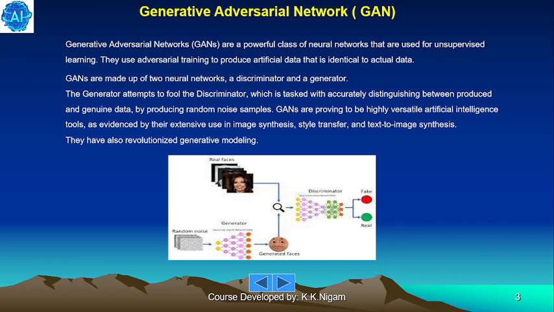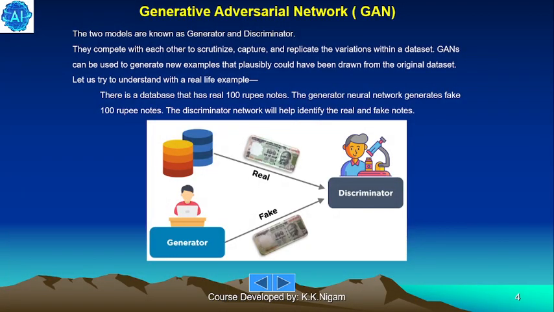GANs are proving to be highly versatile artificial intelligence tools, as evidenced by their extensive use in image synthesis, style transfer, and text-to-image synthesis. They also have revolutionized generative modeling. The two models are known as generator and discriminator. They compete with each other to scrutinize, capture, and replicate the variations within a dataset. GANs can be used to generate new examples that plausibly could have been drawn from the original dataset.